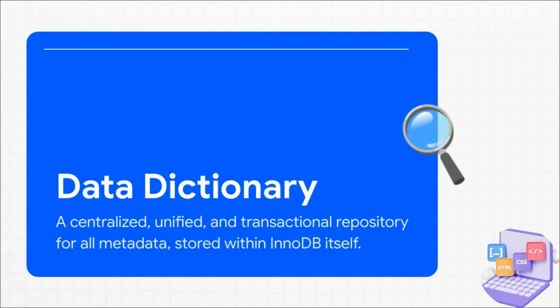So the data dictionary, it's pretty much what it sounds like, a single, unified central repository for all the metadata. But here's the absolutely crucial part. It's stored inside InnoDB tables. By moving the database's notes about itself into the transactional engine, the metadata suddenly gets all the same protections as your actual data. The same crash safety, the same atomicity. It's like the master library card catalog for the whole database.